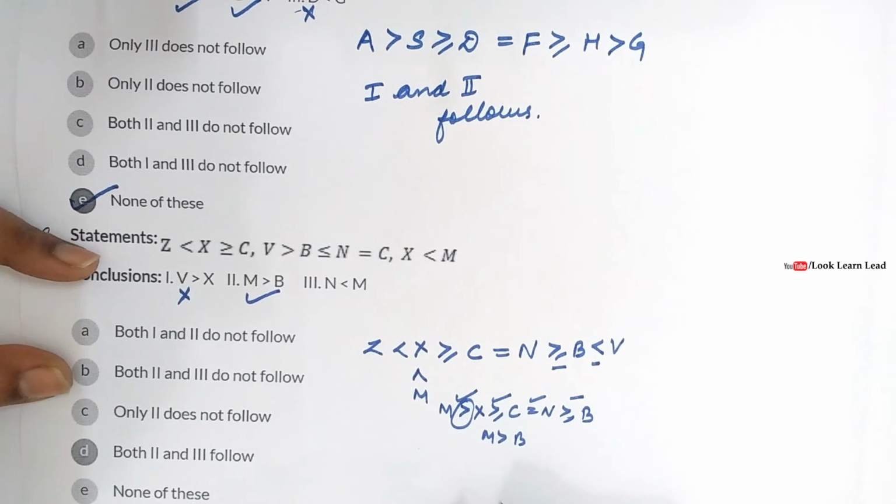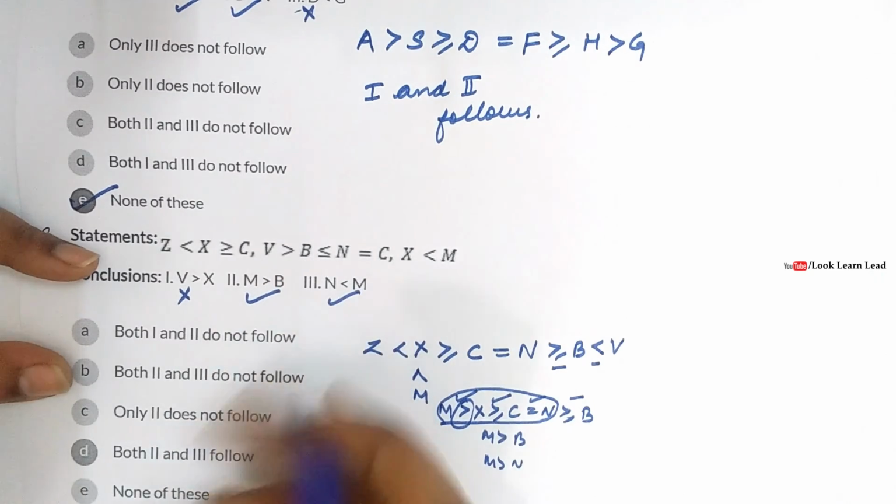It is true. M is greater than N. Between M and N also, we have this. So M is greater than N is true. So answer is second and third follows.